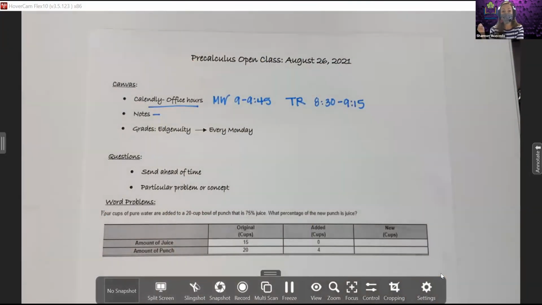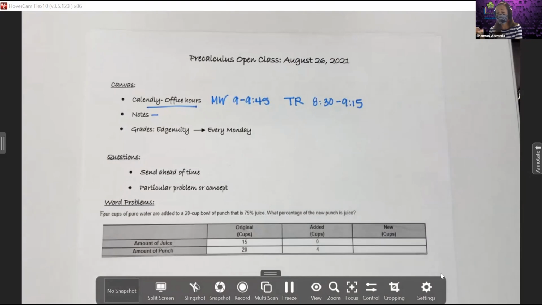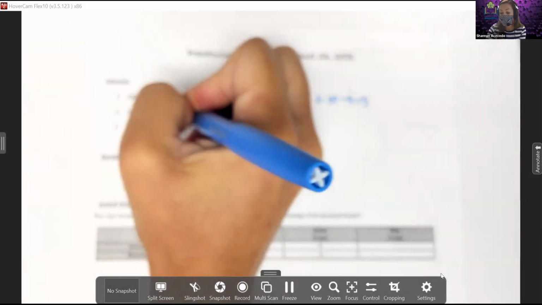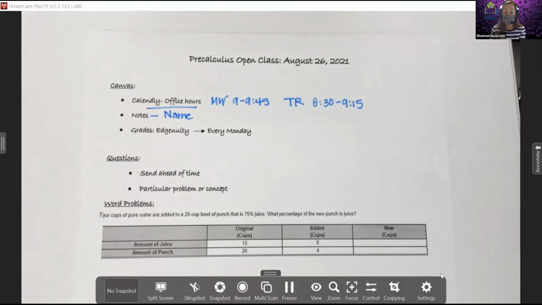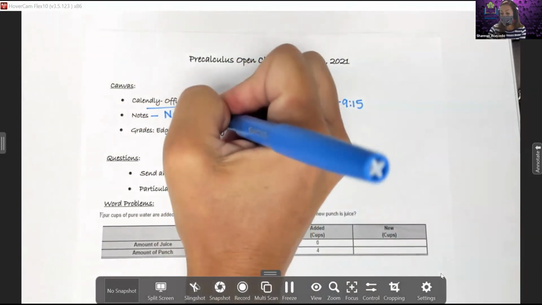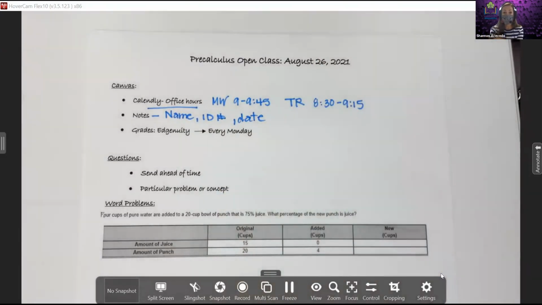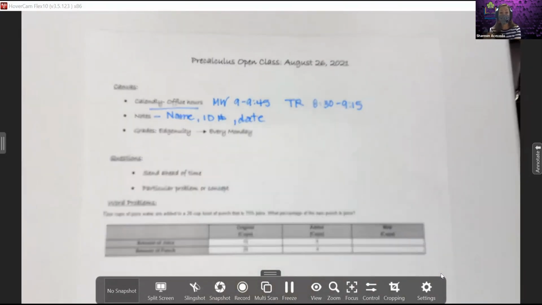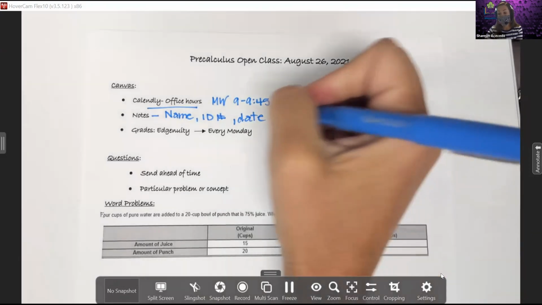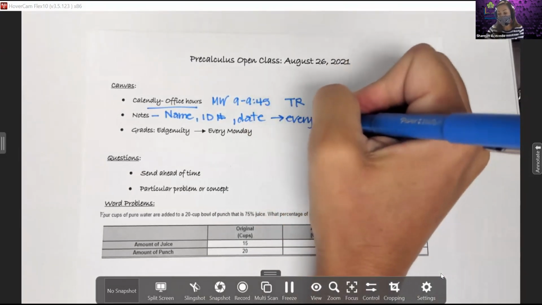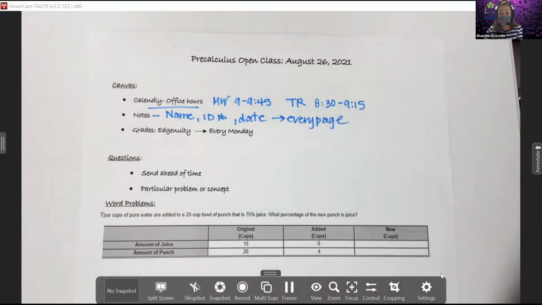Notes, very important. You guys went through the orientation through Canvas, but sometimes you guys still need a reminder. You must have on each sheet of notes you turn in, oh, it's blurry, it's going to need your name, ID number, and date on every sheet, not just the top, not just every other one. It has to be on every one. I know it's a pain, but it has to be on every page. Otherwise, I have to send it back for you to resubmit.